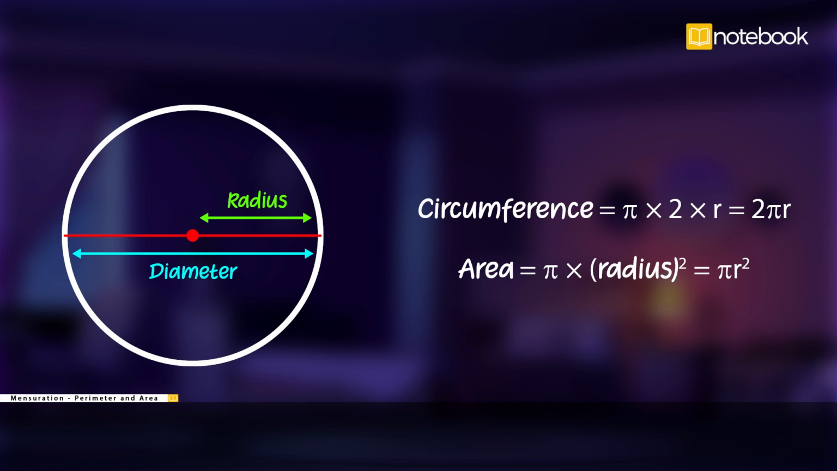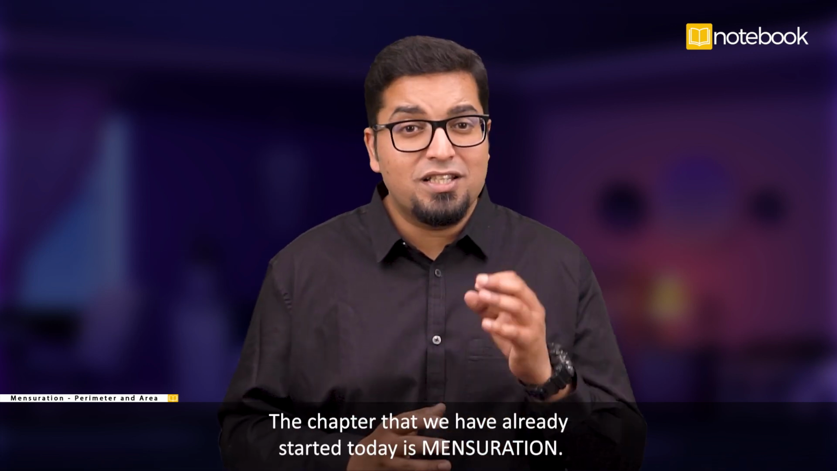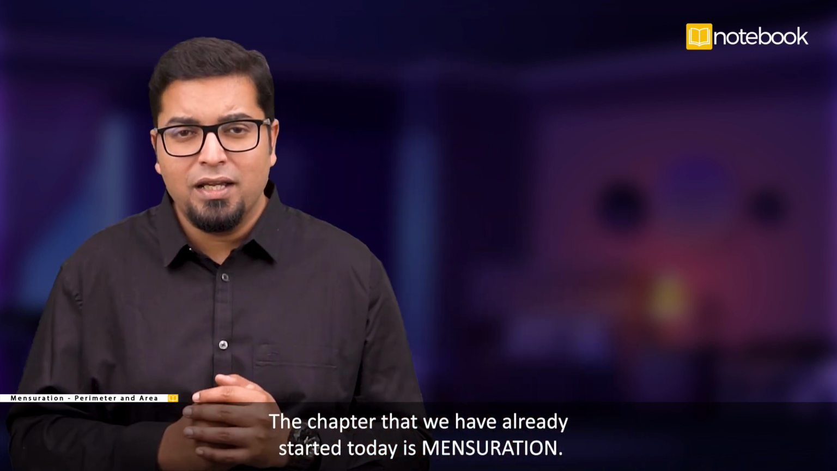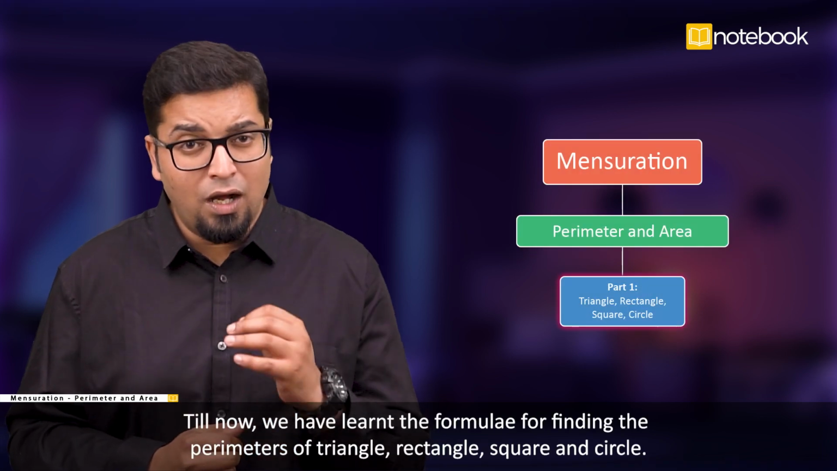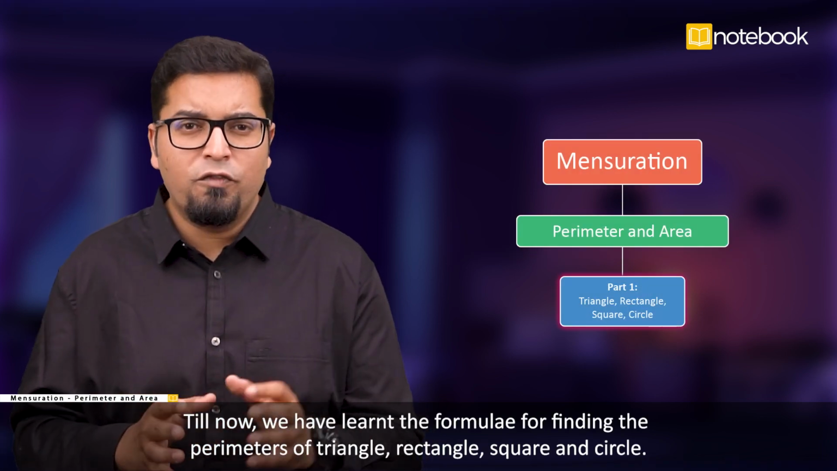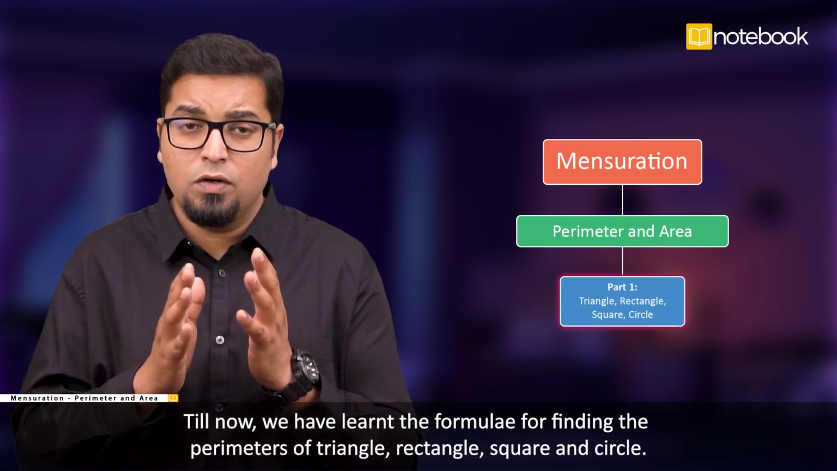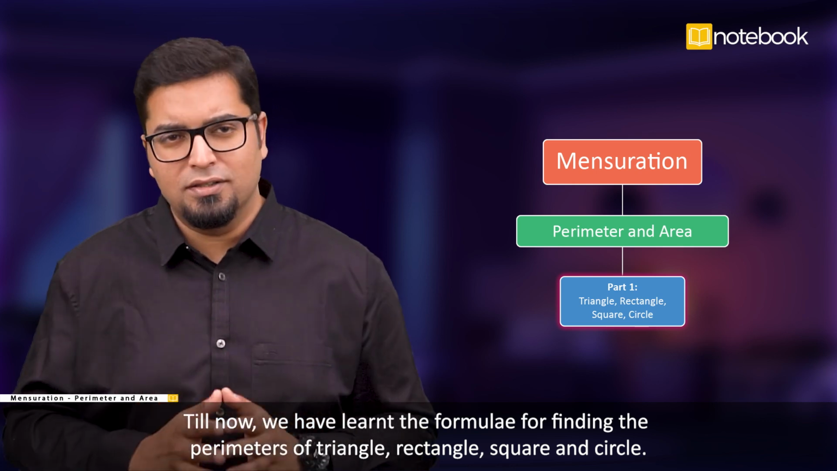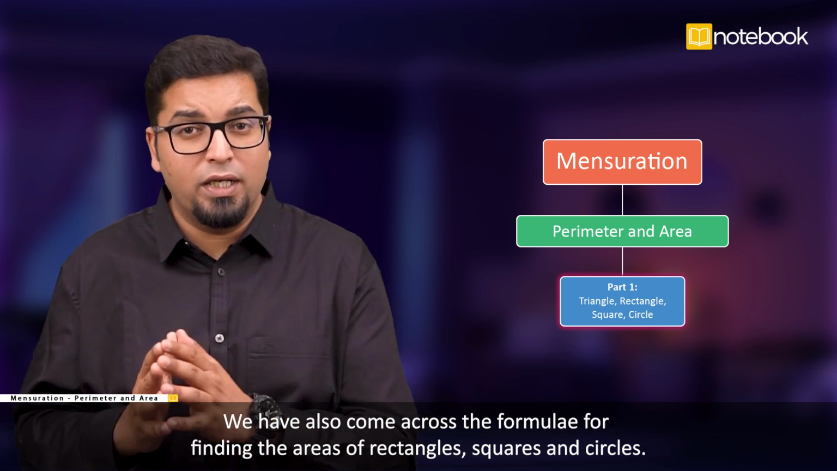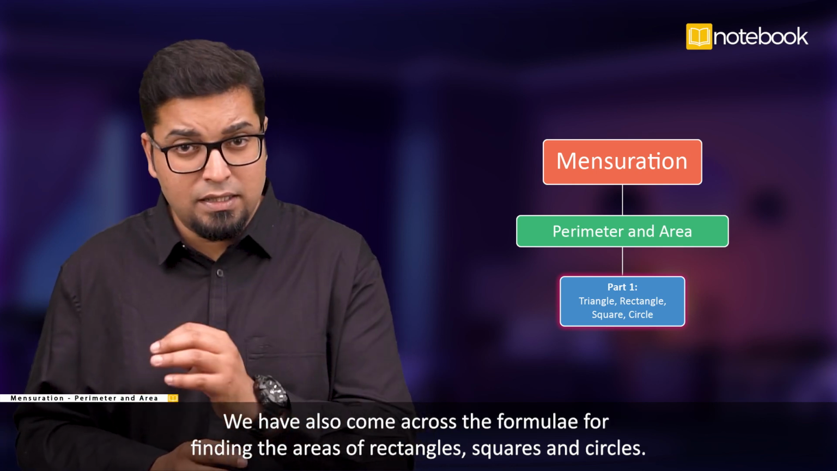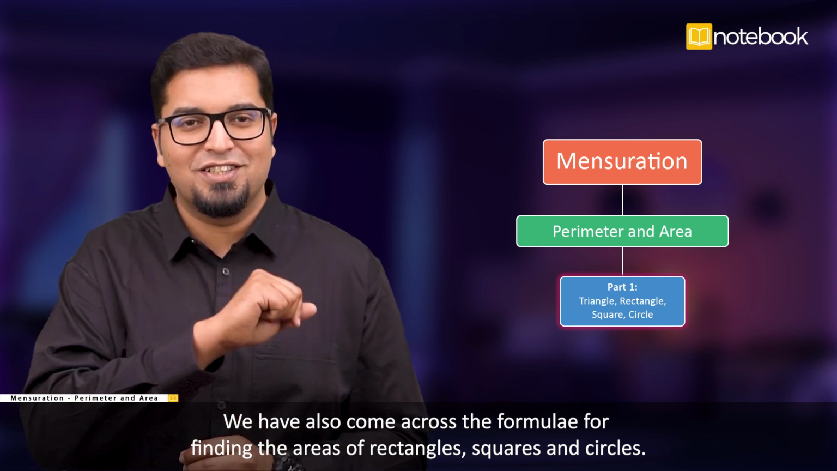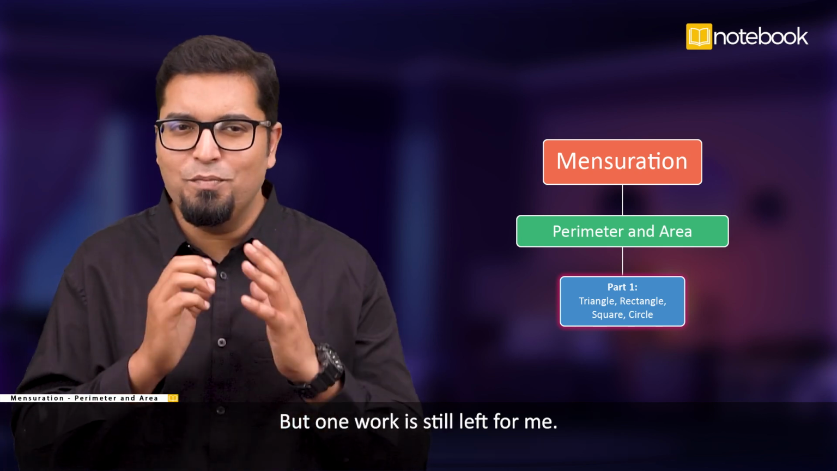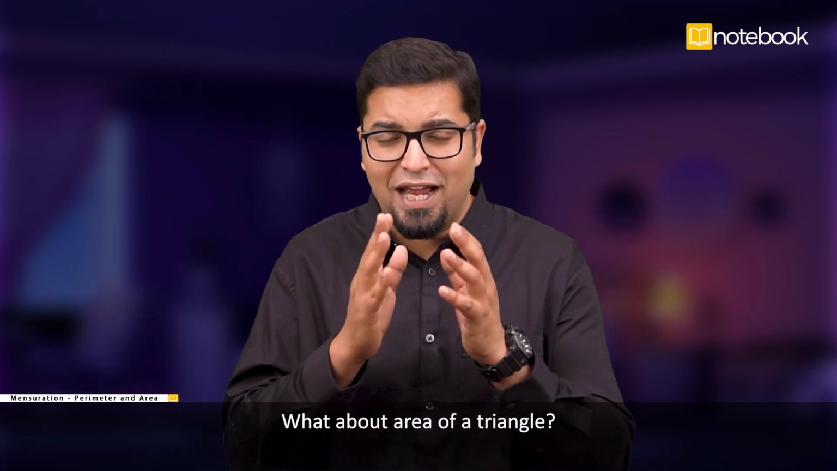So my boy, I think I should take a break now. Students, Dimitri needs a break. The chapter that we have already started today is mensuration. Till now, we have learned the formulae for finding the perimeters of triangle, rectangle, square and circle. We have also come across the formulae for finding the areas of rectangles, squares and circles. But one work is still left for me. What about the area of a triangle?